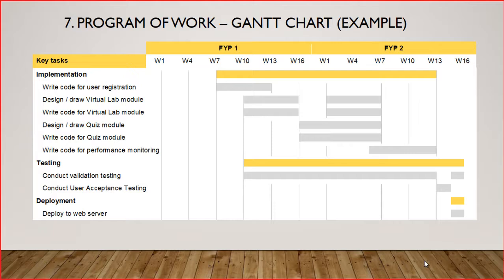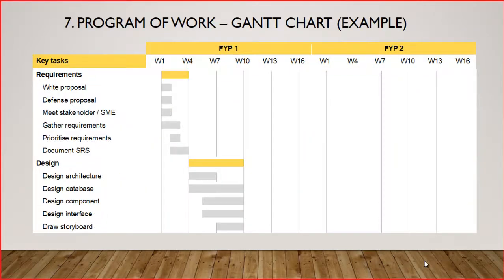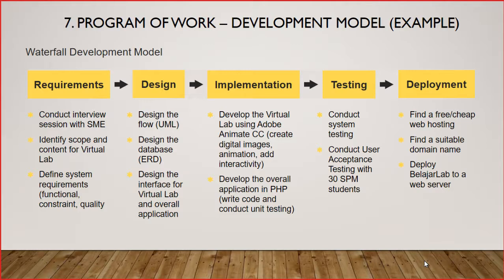So remember that a Gantt chart is a plan. It is important for you to create this program of work. So I'm going to repeat this. First, you need to choose what development model is suitable for your project. Then, once you have done that, based on the development model, you need to identify the main phases and the general tasks that you want to cover within each phase.